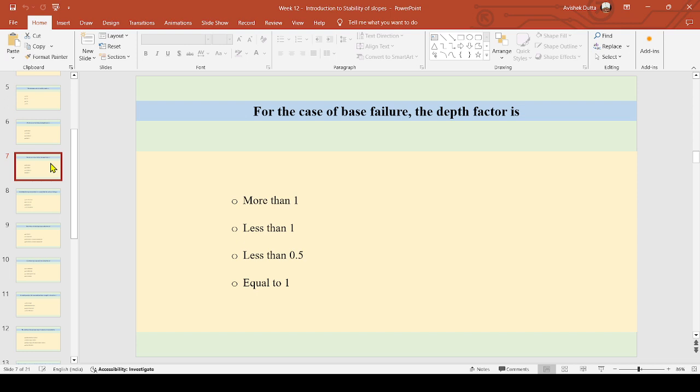I'll repeat the question once again. For the case of base failure, the depth factor is, the options are more than 1, less than 1, less than 0.5, or equal to 1. I'll go to the next question.